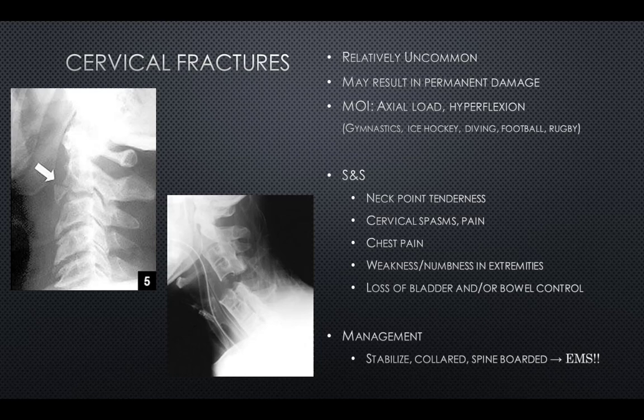Common signs and symptoms include neck point tenderness, cervical spasms and pain, chest pain, weakness or numbness in the extremities, loss of bowel or bladder control. Management of cervical fractures include stabilizing the fracture with a hard cervical collar, early spine boarding to maintain stabilization, and activation of EMS.